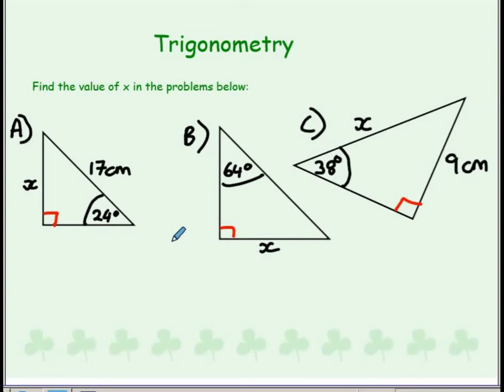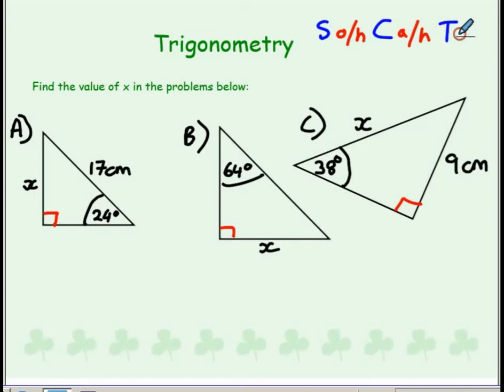Looking at trigonometry, and in particular, how you find unknown sides. What we do is we use this mnemonic way of remembering: SohCahToa. The S stands for the sine, the C stands for the cosine, and the T is the tangent, which I'll abbreviate to tan, which is on your calculator.